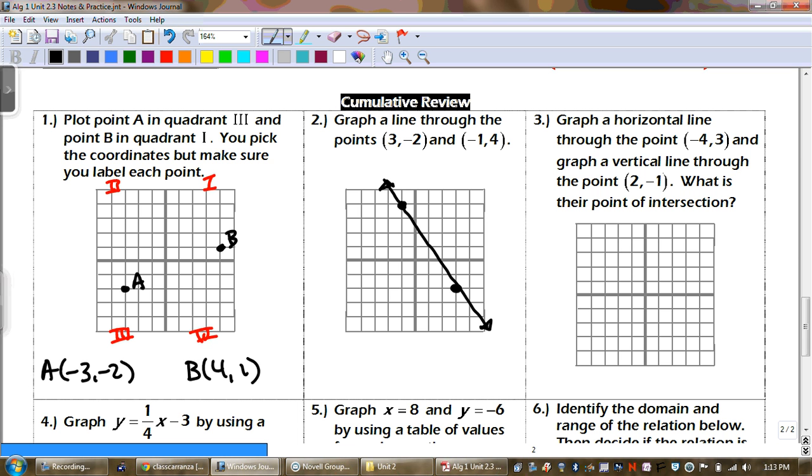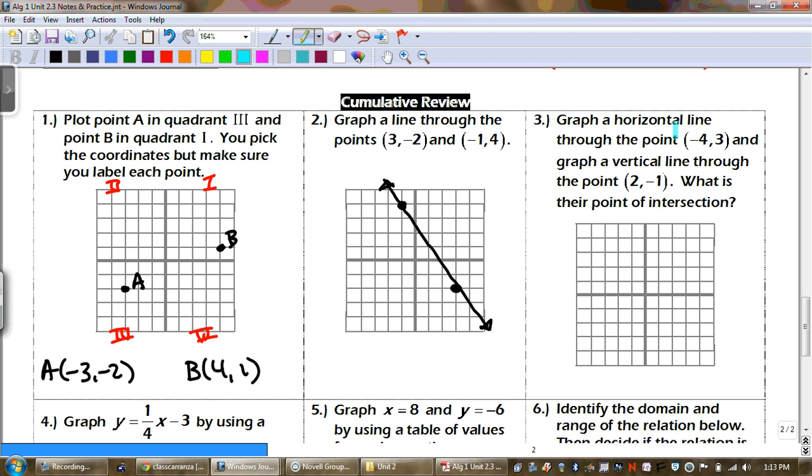Number 3. If you want to try pausing number 3 and try it on your own, go ahead and do that right now. All right, for number 3, it says to graph a horizontal line through the point negative 4, 3 and a vertical line through 2, negative 1. And what is their intersection point?